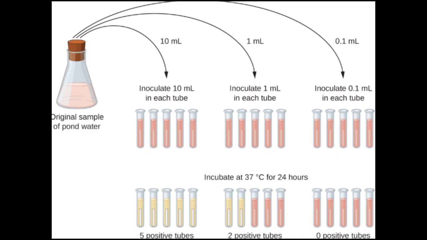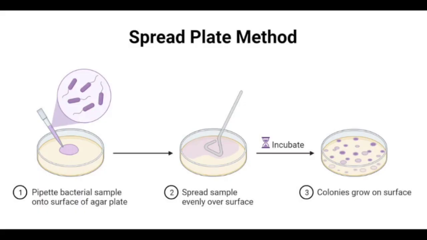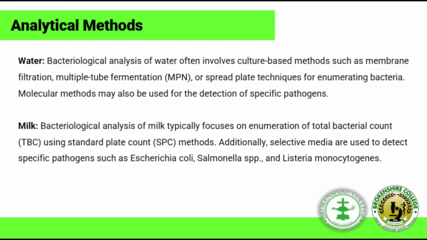Multiple tube fermentation, or MPN, is a method which involves a serial dilution of the water sample followed by inoculation into tubes containing selective growth media. The presence of bacteria is determined based on gas production or other observable indicators. In the spread plate method, a known volume of water sample is spread onto the surface of a solid agar medium. After incubation, colonies that develop are counted and used to estimate bacterial counts. Additionally, molecular methods may also be used for the detection of specific pathogens in water.